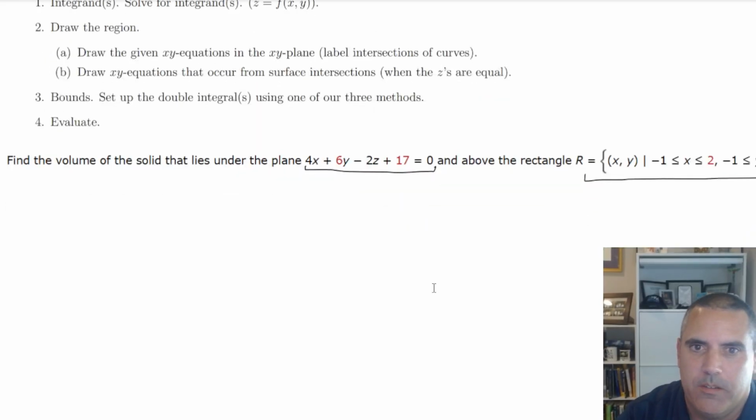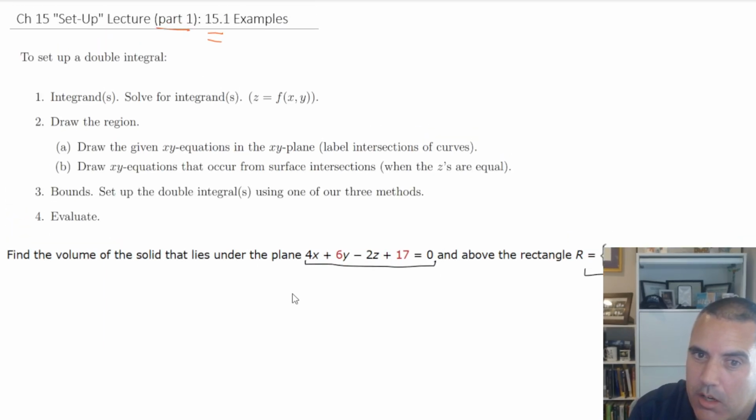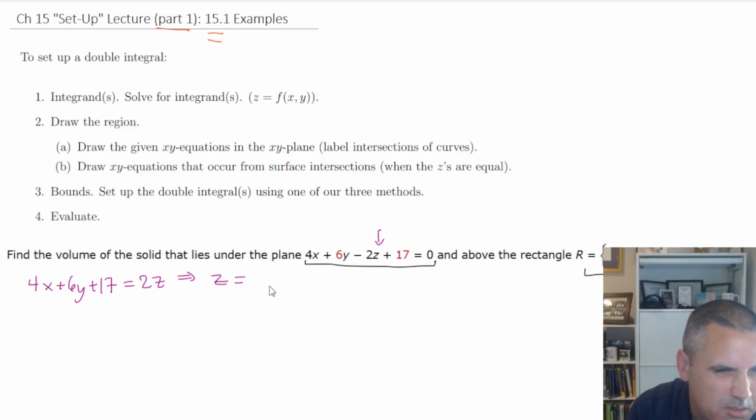Okay, step 1. Is there anything here that describes height? Well, the only thing here is this. So we're going to solve for our z's. That's our integrand. So I can say that 4x plus 6y plus 17 is equal to 2z, which implies that z equals, let's divide everything by 2, 2x plus 3y plus 17 over 2. That was relatively painless. That describes a height.